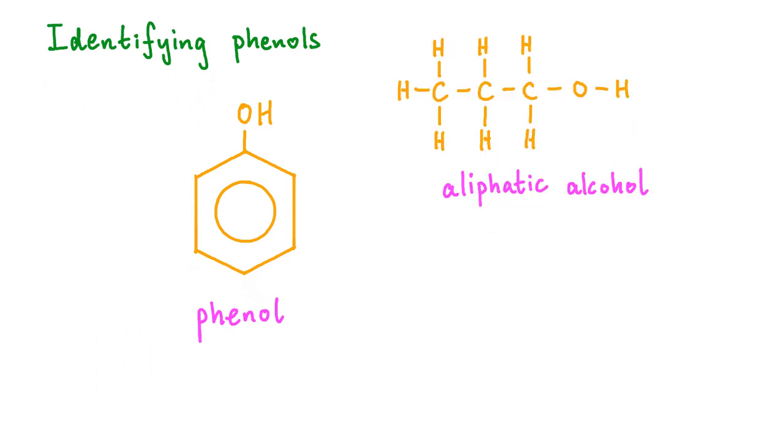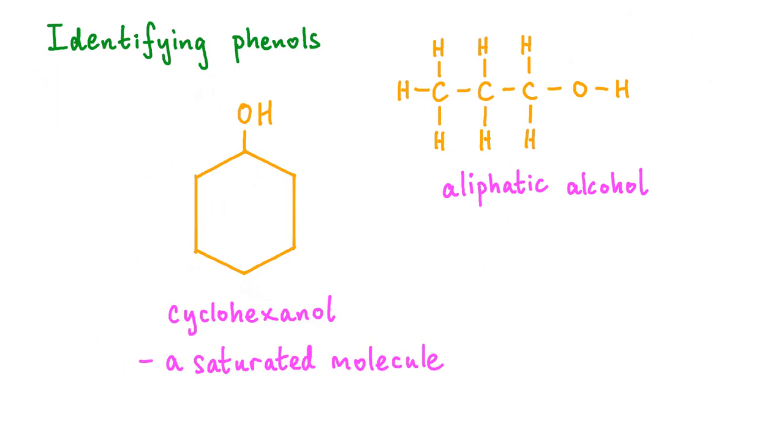Phenols are distinctly different to aliphatic alcohols, where we see the hydroxy group bonded to a carbon chain. Phenol is not to be confused with cyclohexanol. Cyclohexanol contains a hydroxy group bonded to a ring structure. In cyclohexanol, the ring structure is saturated, so cyclohexanol is not a phenol.